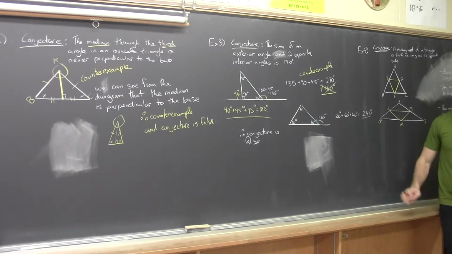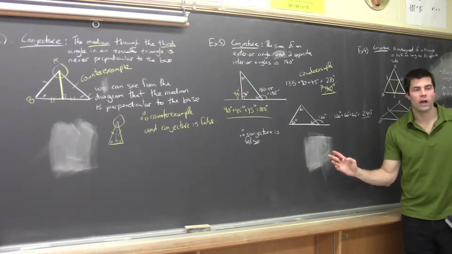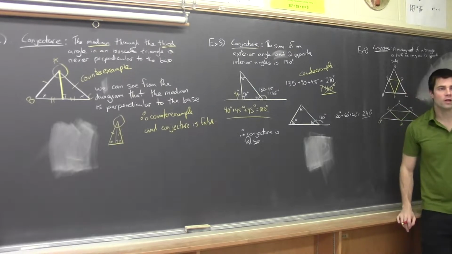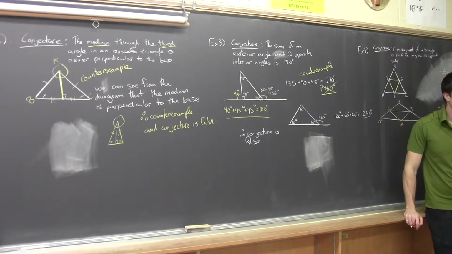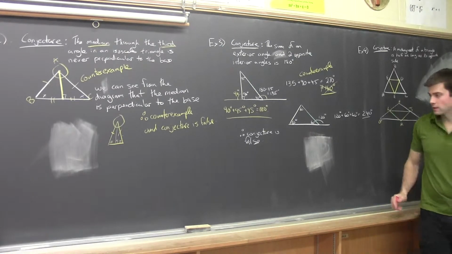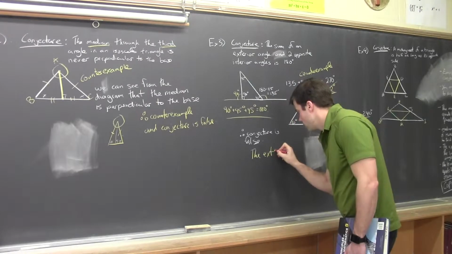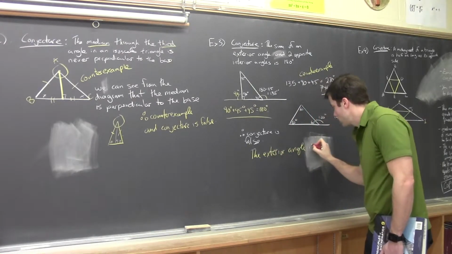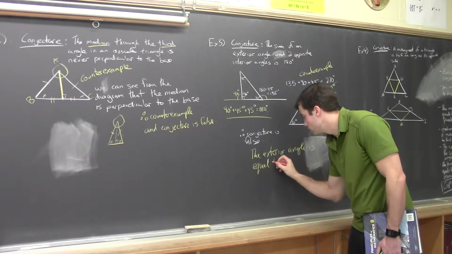The reason I showed 2 is because there is a relationship between the exterior angle and the two opposite interior angles. Anybody know what it is? Yeah, Andre? The exterior angle is equal to the two opposite interior angles. Excellent, yeah. This is a fact you need to know.